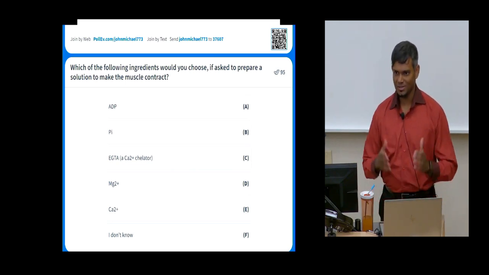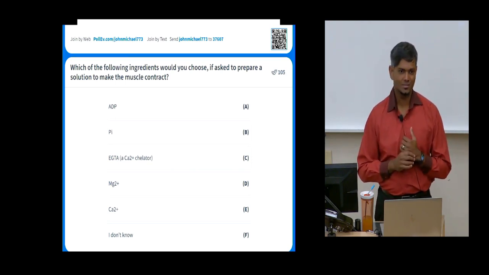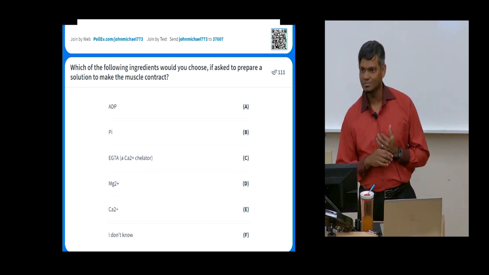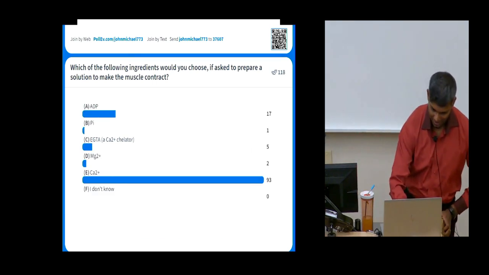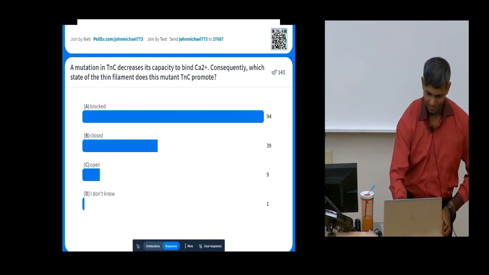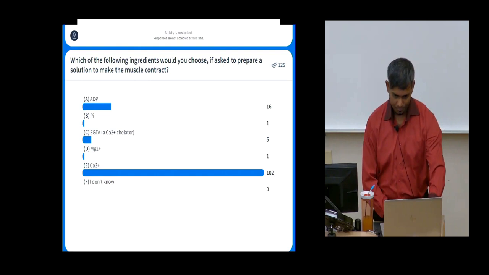Since you're running short of time, can someone yell the answer? What would you add? What? Calcium. Yes, calcium is the right answer, right? So adding calcium is necessary for the muscle to contract.